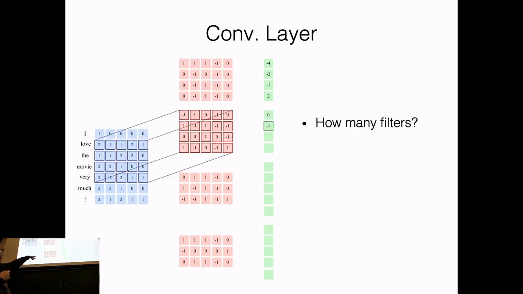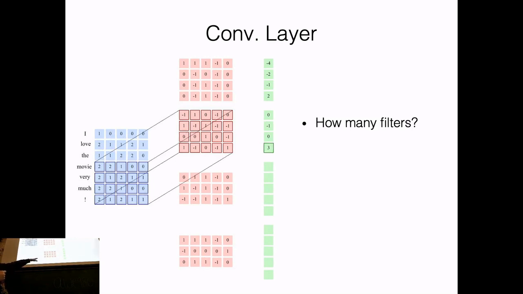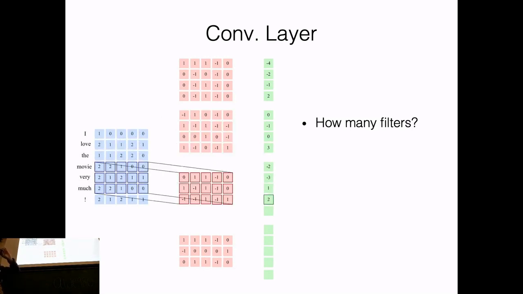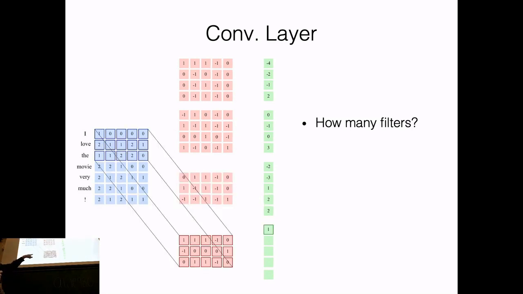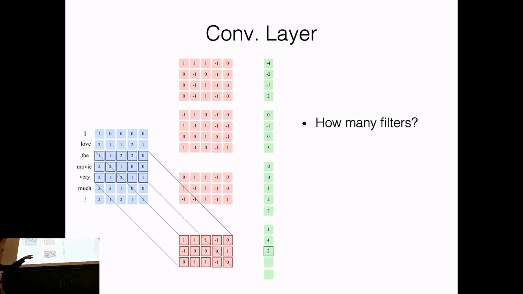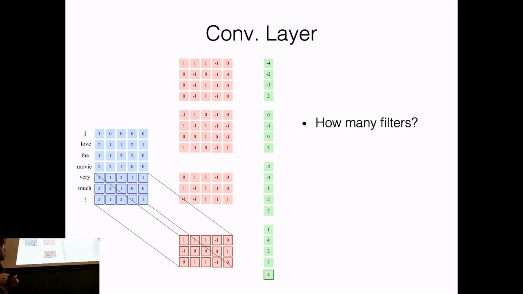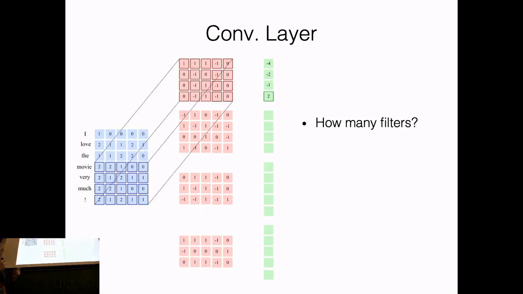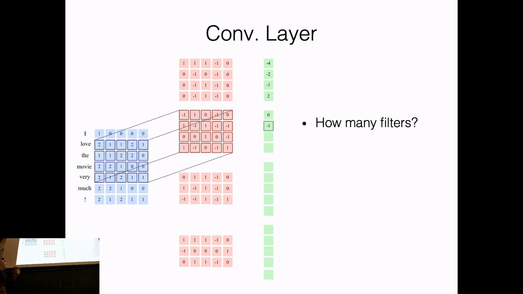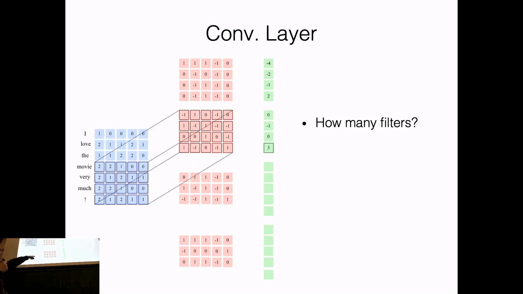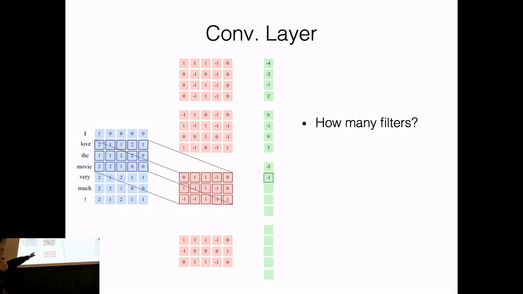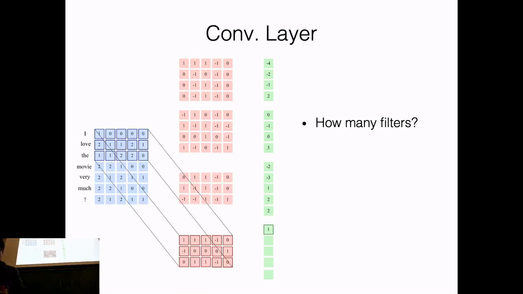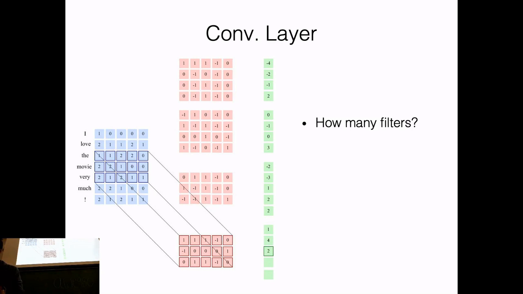So here is the illustration of the filters, also called the parameters of the filters. You find the filters have different dimensions because we want to capture different granularity. Maybe this one is used to capture the trigram information, and this is used to capture the quadrigram information.